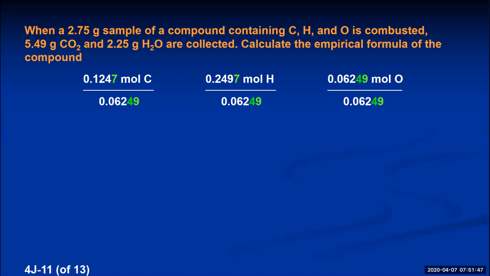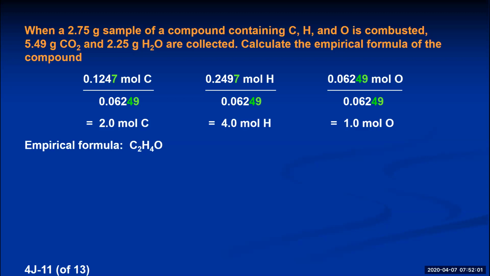When we divide each of these numbers of moles by the smallest number, I get 2.0 moles of carbon, 4.0 moles of hydrogen, and 1.0 moles of oxygen. These are all exact integers, and so this mole ratio becomes exactly the atom ratio. The empirical formula must be C2H4O.